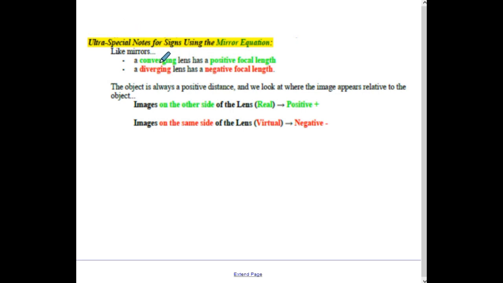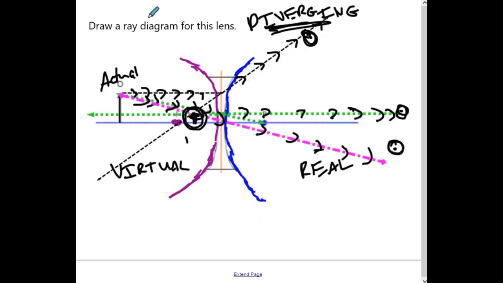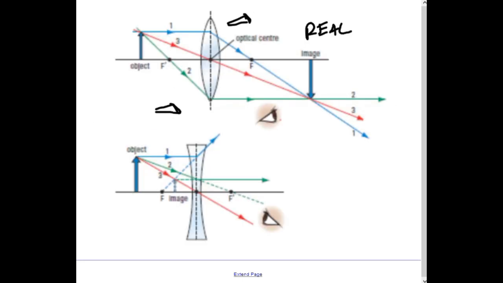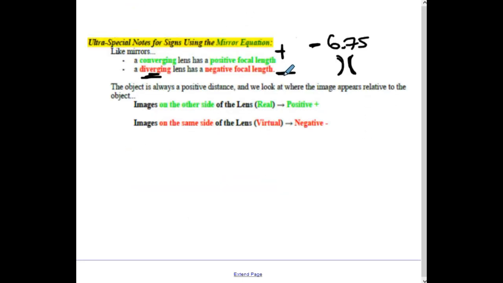What ends up happening is converging lenses always have positive focal lengths, and diverging lenses have negative focal lengths, which means that me, with my prescription of negative 6.75 for my glasses, means my glasses are diverging lenses. And if any of you have glasses, take a look through them. You probably have slightly concave lenses. And so the rays diverge like I just showed in this diagram here. And so we give it a negative focal length.